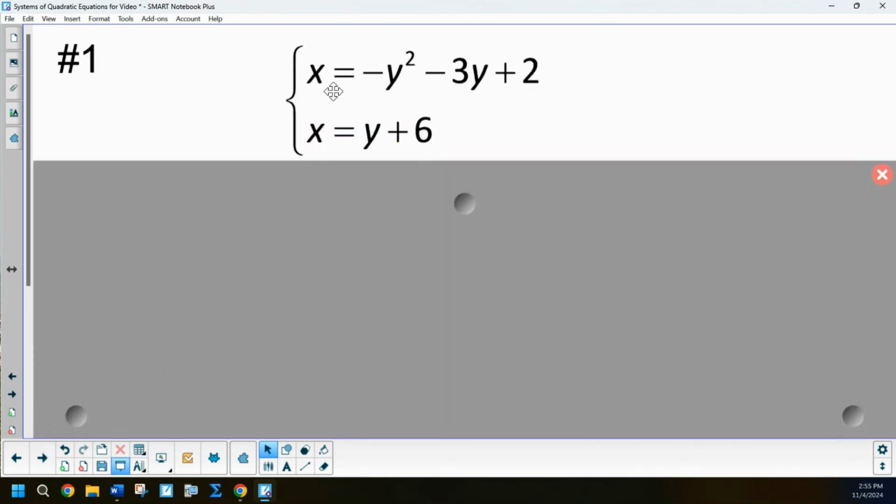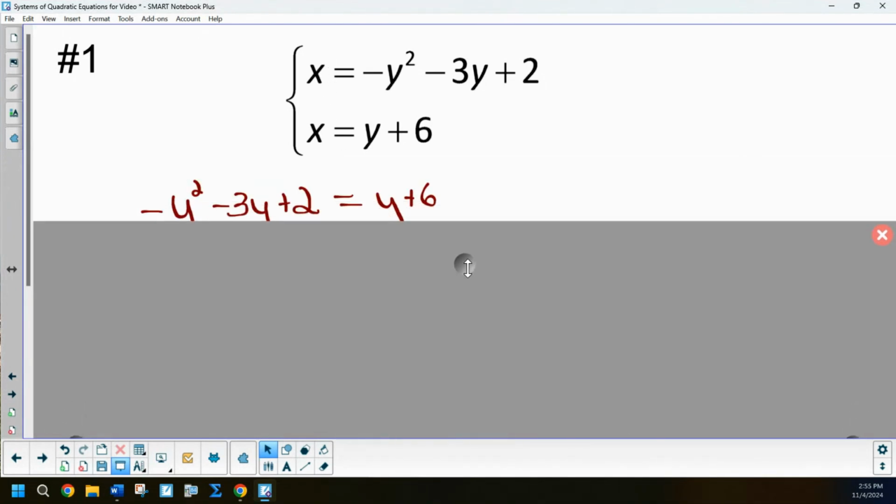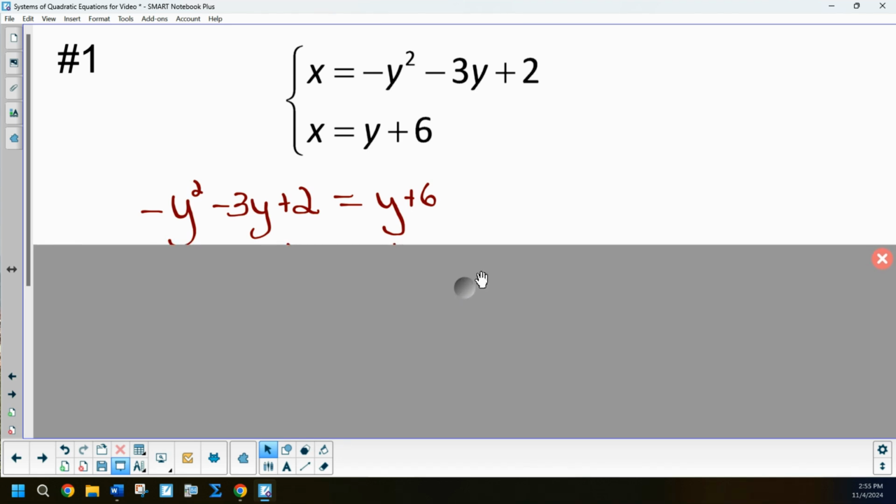Okay, so here's the first system. This is actually a quadratic equation that's sideways. So it's like not normally opening up or down. This is actually opening to the left. And then this is a line. And notice how they're both x equals and x equals. So of that, we are going to set these two equations equal to each other because we have them both for x equals. So negative y squared minus 3y plus 2 equals y plus 6.